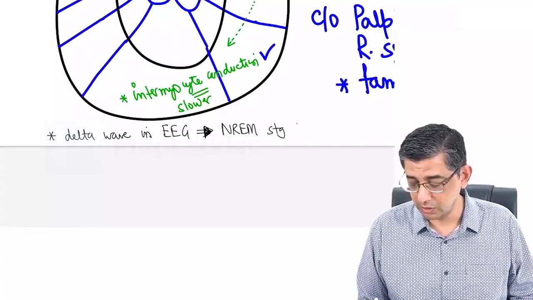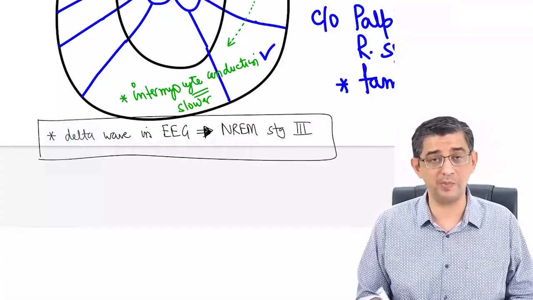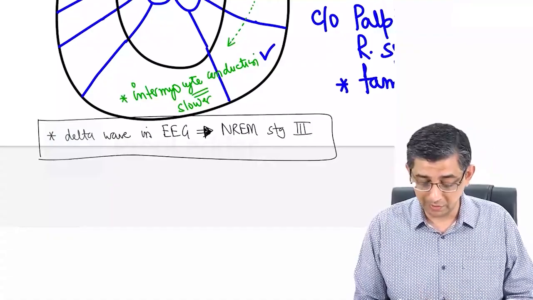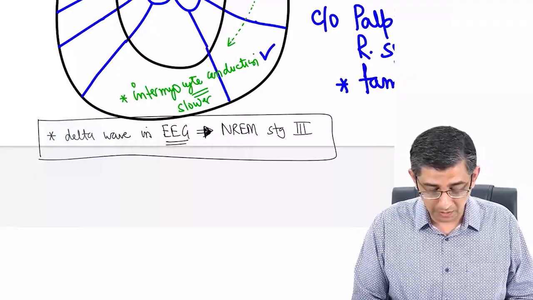If you go through the EEG and the epilepsy lecture, I have definitely talked about it. So I said, okay, it's a minor aspect at the moment for you, but do read the question, because sometimes people tend to mess up on this. Delta wave in EEG is NREM stage 3.